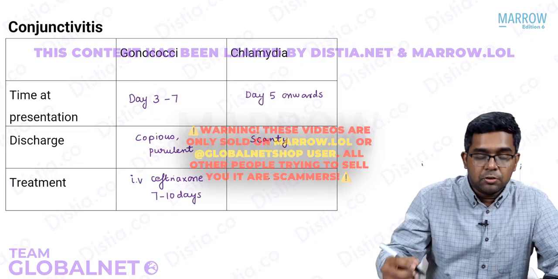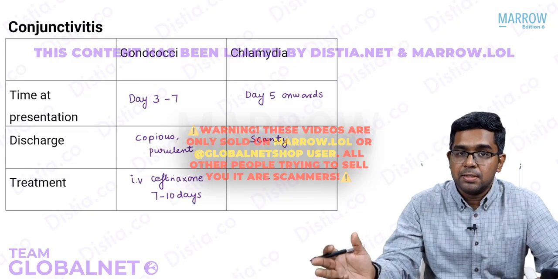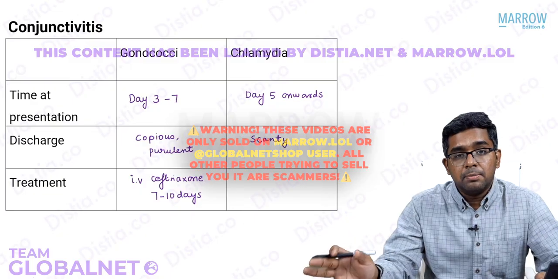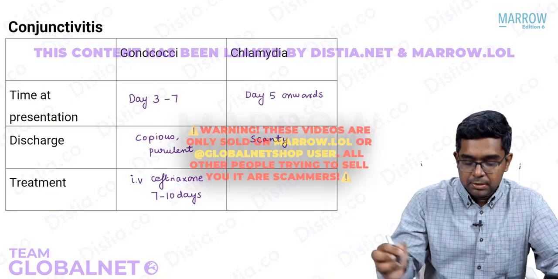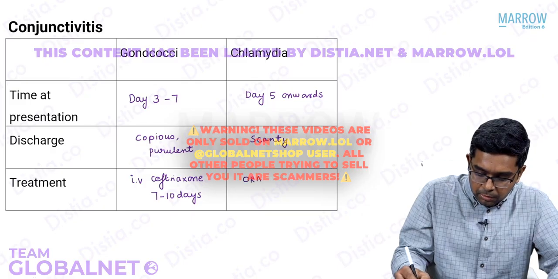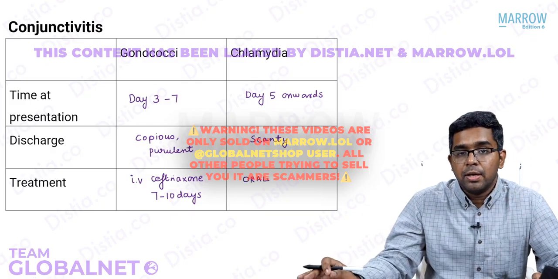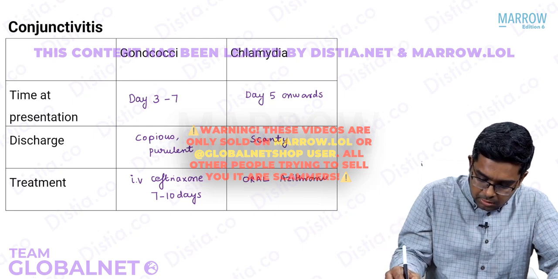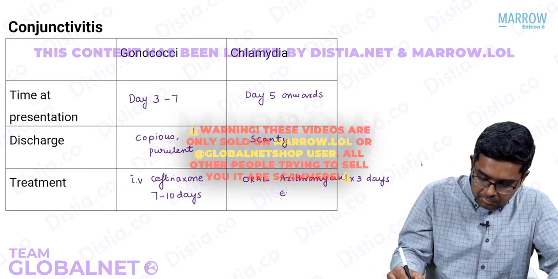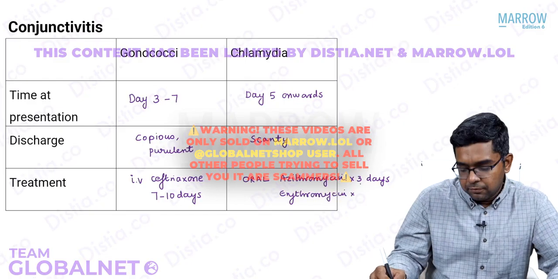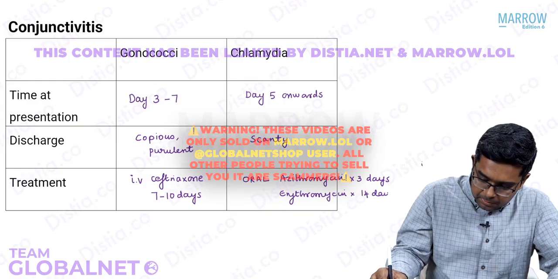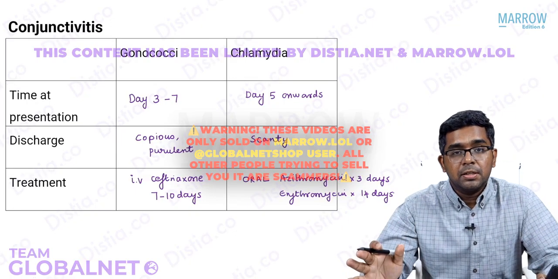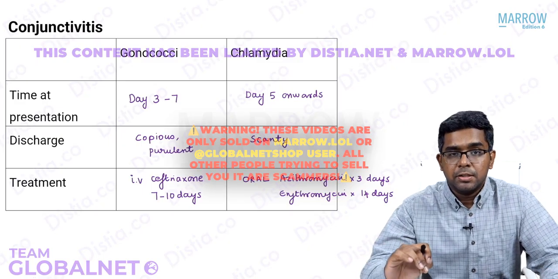Another third generation cephalosporin, cefotaxime, can also be used for the same duration. For chlamydia, what is the antibiotic of choice? It is oral macrolides. Examples of oral macrolides would include azithromycin or erythromycin. If you are using azithromycin, the typical course is for 3 days. And if you are using erythromycin, it is generally given for a period of 14 days. This is how you differentiate and treat gonococcal and chlamydial conjunctivitis.